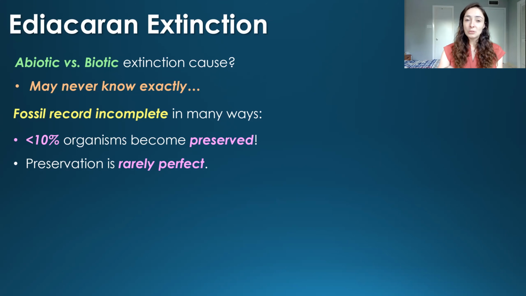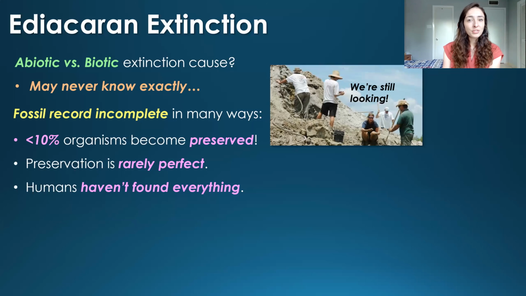The imprints you've seen me show in the previous slides are a perfect scenario where an organism that's soft-bodied is able to leave a print that doesn't get erased and that remains in the rock record. And that takes very precise conditions. Most conditions aren't that. Humans also haven't found everything. We're still looking, and we still may find a lot that might give us a lot of answers.